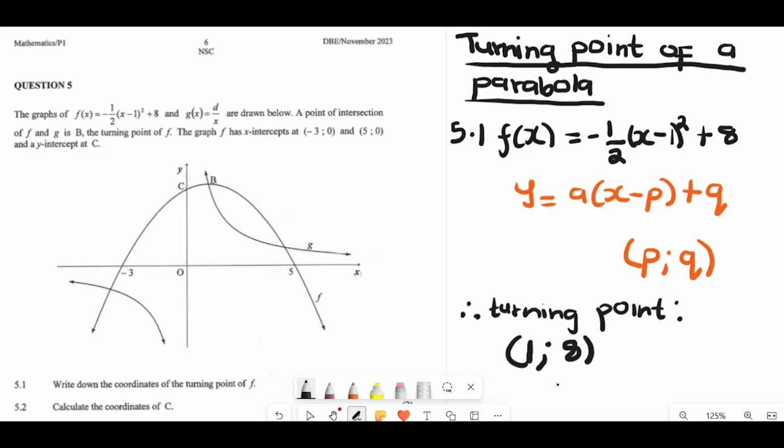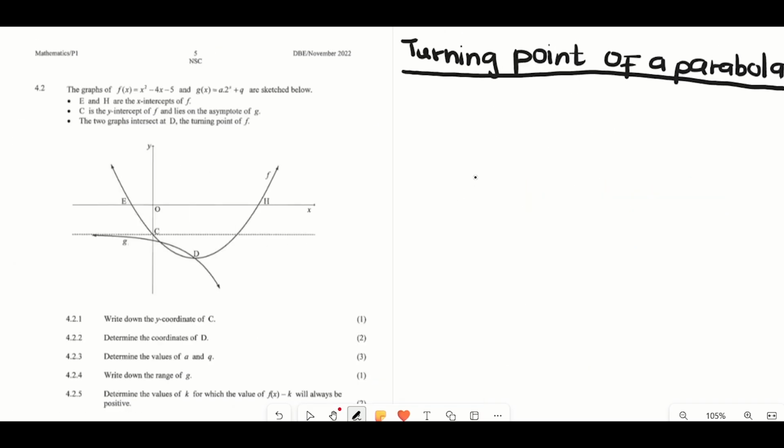Alright, let's look at another question paper. I told you guys that we're gonna do multiple past papers. So let's look at another question paper. This one is from November 2022. It's NSC paper 1, question 4. And we are gonna look at question 4.2.2, which says determine the coordinates of D for 2 marks.